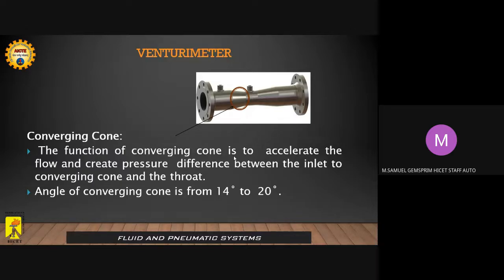Okay, so the normal angle of the converging cone is between 14 degrees to 20 degrees. As far as examinations are concerned, whether it is the GATE examination or any type of interview which considers fluid mechanics, these kinds of values are important. So the converging cone is normally 14 degrees to 20 degrees.